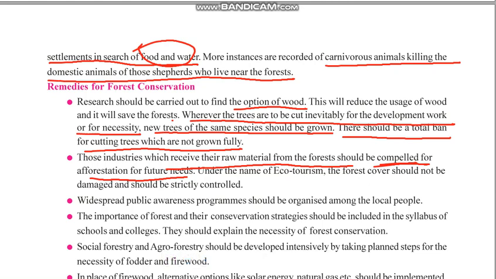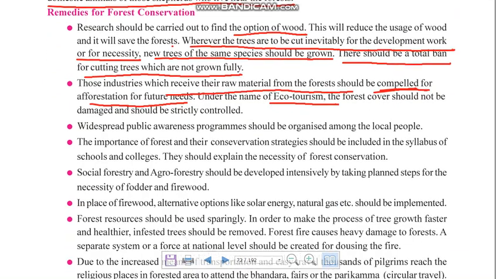Under the name of ecotourism, the forest cover should not be damaged and should be strictly controlled. Okay, so there should be less ecotourism. Widespread public awareness should be organized among the local people. See, there should be awareness among the local people, and such kinds of programs should be organized so that people also come and contribute to the development of the forest.